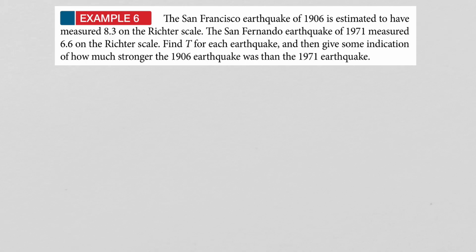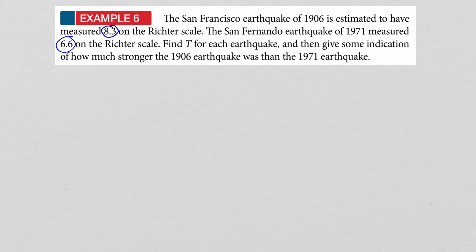Logarithms are also used to measure the power of earthquakes. So the San Francisco earthquake of 1906 is estimated to have measured 8.3 on the Richter scale. So that means it has a magnitude of 8.3. And the San Fernando earthquake of 1971 measured 6.6 on the Richter scale. Find T for each earthquake and then give some indication of how much stronger the 1906 earthquake was than the 1971 earthquake. So we can tell that the 1906 earthquake was stronger because it had a larger magnitude, 8.3 compared to 6.6. But what does that actually mean? How much stronger was it?